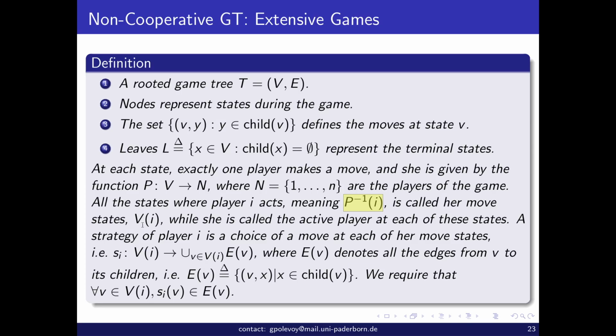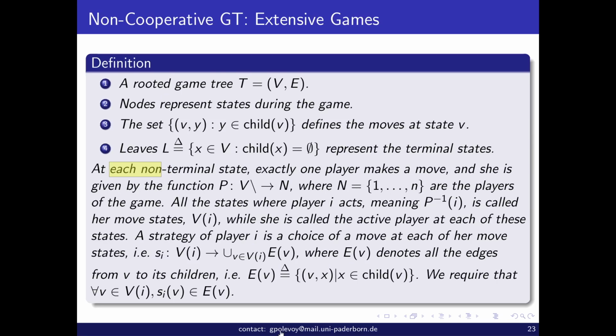Excuse me, of course not from V minus L, because V is the set of all the nodes. I need to fix that. So at each non-terminal state, each player makes a move, because at the leaf nobody moves already. You can already read off the utility, so at each non-terminal state each player makes a move.